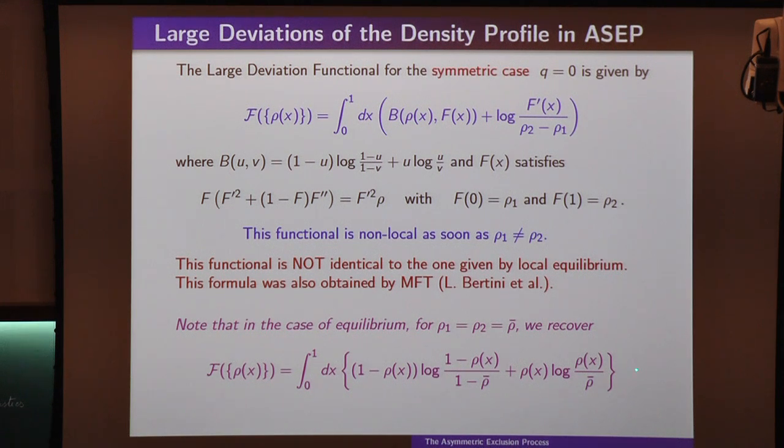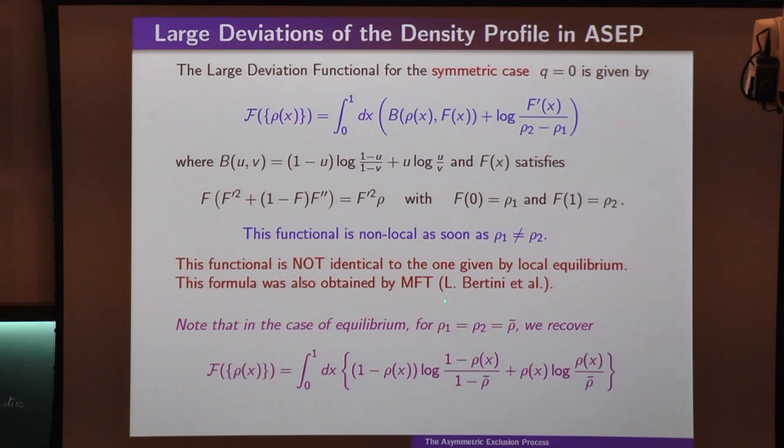So this is the equilibrium case, and this is a non-equilibrium case, which involves the solution of a nonlinear equation involving the profile you want to compute the large deviation at as an ingredient of your equation. So this is totally nonlinear. Okay, it's much more complicated.